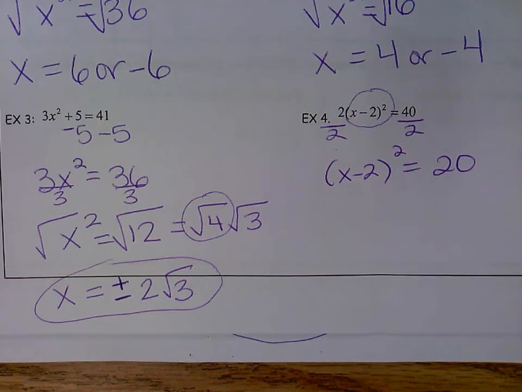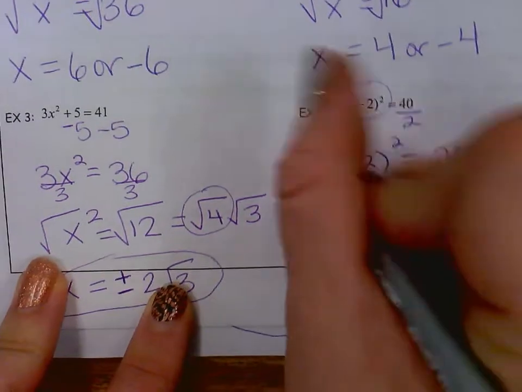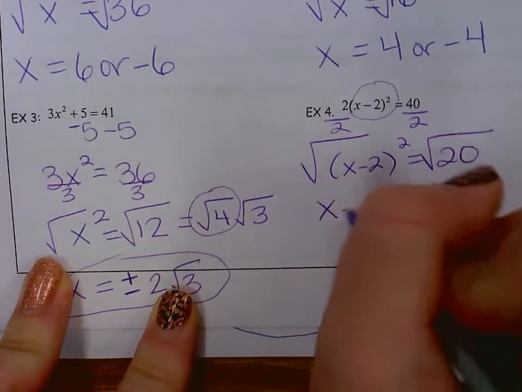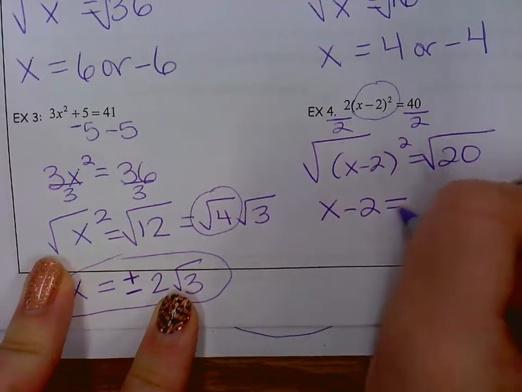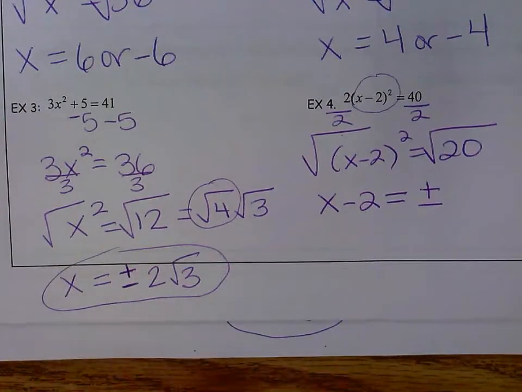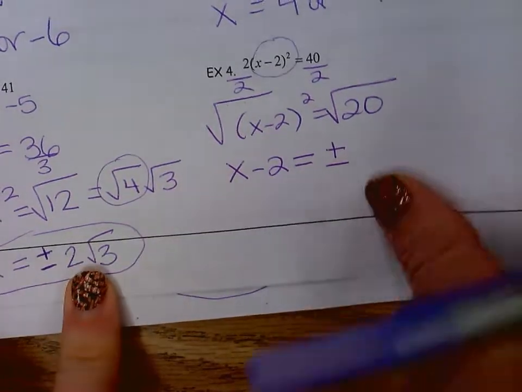No, we don't want to add the 2 yet. It's stuck in the parentheses right now. So this is like x squared. So what do I do to both sides to get rid of the square? I take the square root of both sides. That's going to give me just x minus 2. And then equals plus or minus.